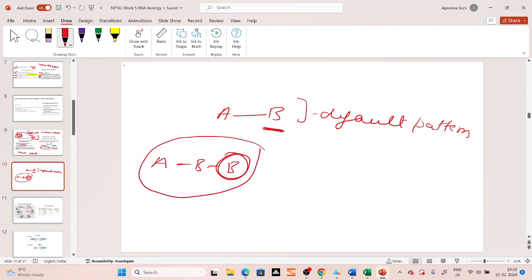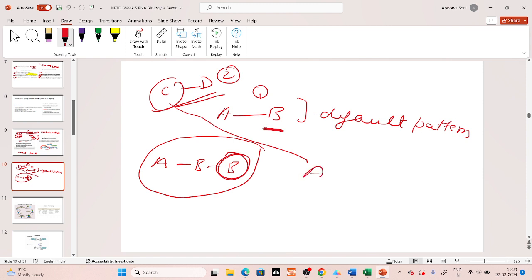Or what can happen, in some other genes, this is gene number 1, this is gene number 2. In another gene, this C got duplicated and it came in between A and B, so it became A, C and B. So the pattern of exons is shuffled here. Earlier it was AB, now it is ACB. Earlier it was just AB, now it has become A, B and B. That means the pattern of exons has shuffled.